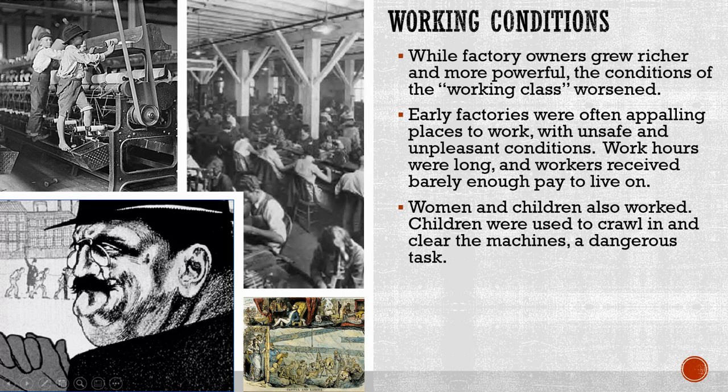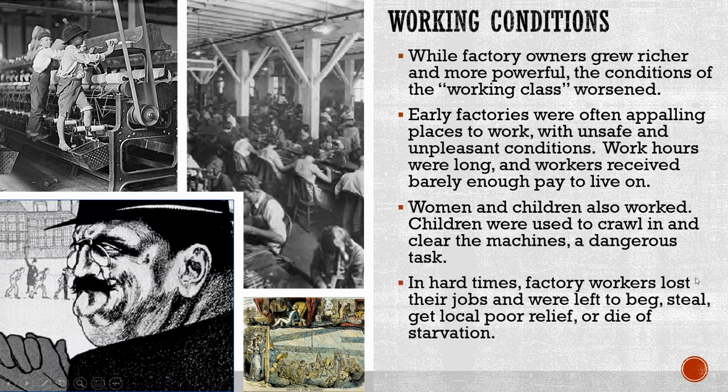There was a lot of advantages to kids actually. Smaller, they ate less, and they could get into areas that adults couldn't get into. So in hard times, factory workers lost their jobs and were left to beg, steal, or get local poor relief or die of starvation. So you had a lot of wayward homes and things like that for workers who had lost their jobs, because there's no safety net, so there was no unemployment benefits and things like that. Once you lost your job, that was it. You were done.